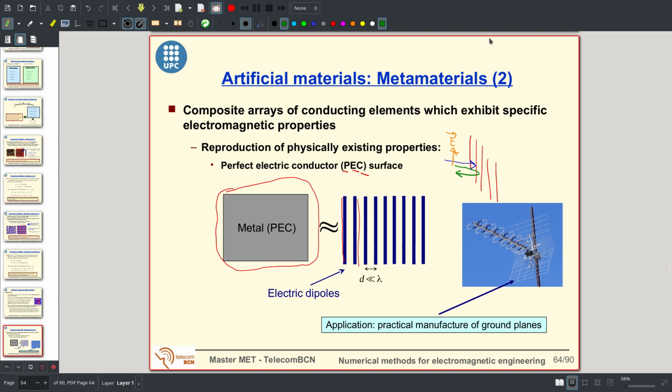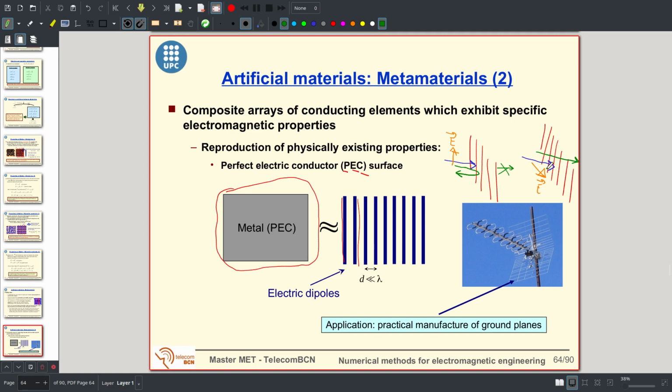And of course, since the wave is reflected, it is blocked and there is no transmission. Only for polarization parallel to the wires. If the incident polarization, these are the wires, if the incident polarization is perpendicular to the wires like this, then the field is transmitted through the array of wires. There is no reflection. So in this case, it depends on the polarization. But it is just a very simple case of metamaterial.